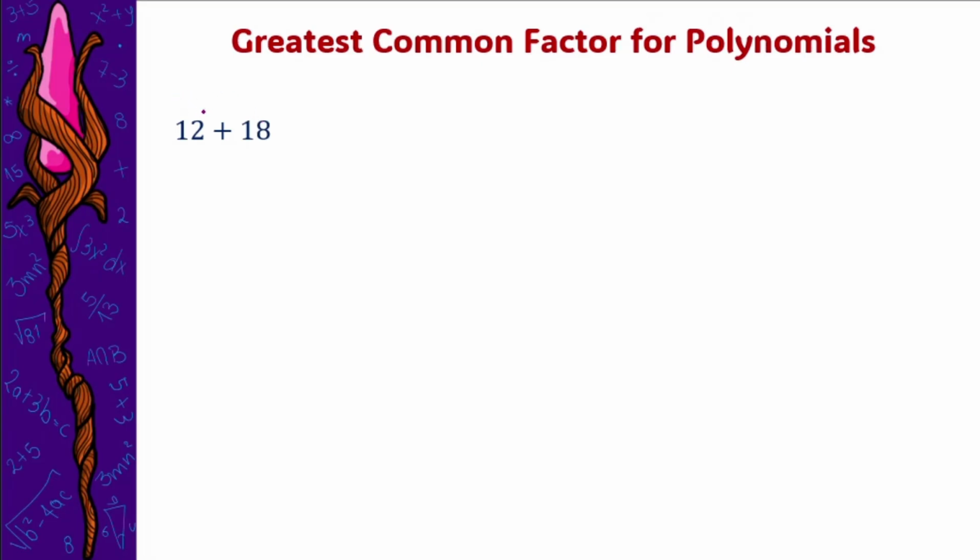So we know that these numbers could be expressed as a multiplication of prime factors. For example, the 12 could be expressed as 2 times 2 times 3. And the 18, it could be expressed as 2 times 3 times 3. So what they have in common is the 2 and the 3, right? So we would say that the greatest common factor between them would be the 6.